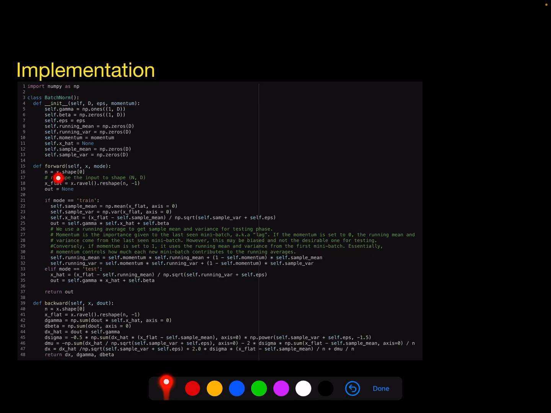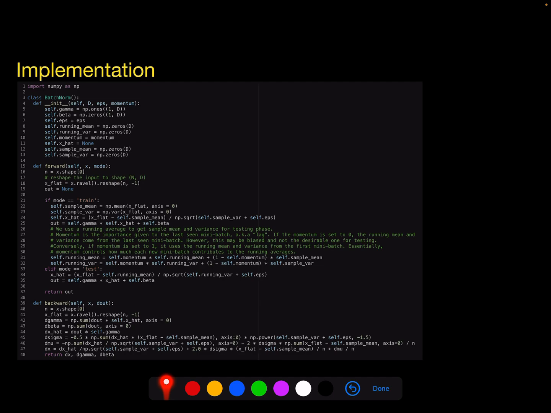One thing to mention in the forward propagation: one trick I use here is to get a flattened version of the input, because the input may not necessarily be n by d. For example, in 2D convolution, d is the width multiplied by the height, multiplied by the number of features. So d here is basically the multiplication of those three dimensions. We calculate the sample mean and the sample variance here. Then x hat, and eventually get the output.